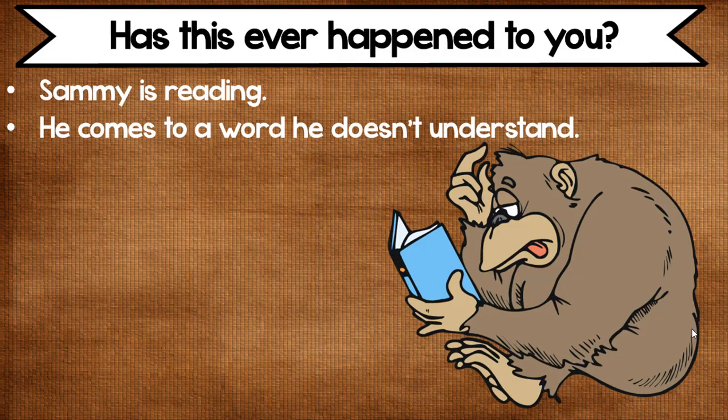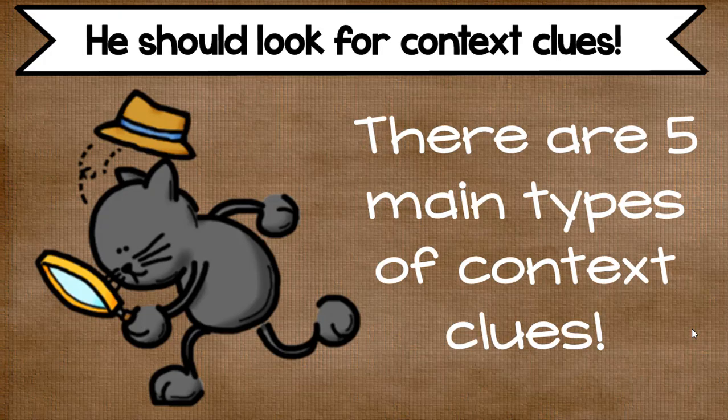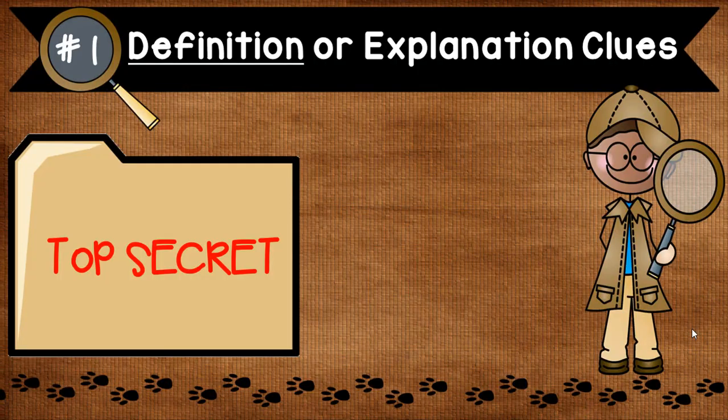Sammy is reading. He comes to a word he doesn't understand. What should he do? You should look for context clues. And you know what? There are 5 main types of context clues. The first one is the definition or explanation clues. So lots of times after the word that we don't know, there's a definition or an explanation right after it.